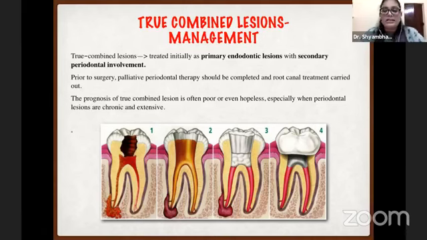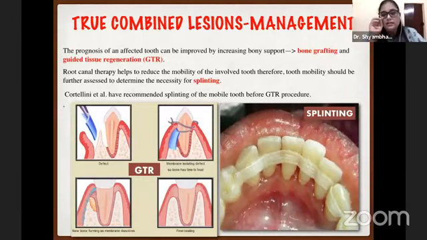and periodontal therapy in the form of surgical therapy might also be required. GTR therapy and bone grafting are also done in true combined lesions when there is excessive bone loss. The flap can be raised, the bone can be reshaped, the graft can be placed in the damaged bone area, and a GTR membrane can be placed on top of it, so that new bone generation is guided to the exact location where it has to form. Sutures are then placed, and healing can be anticipated.